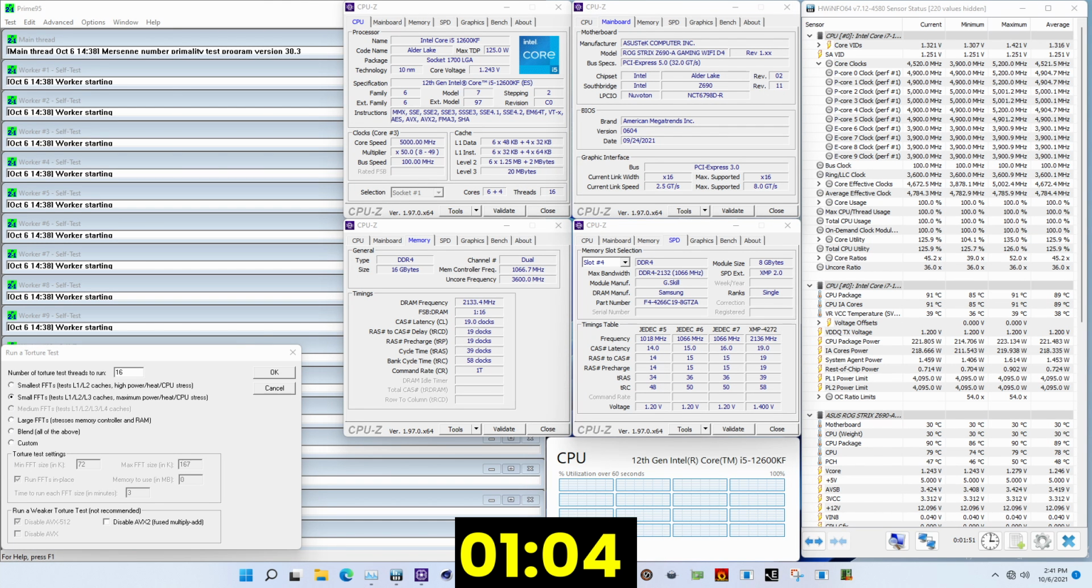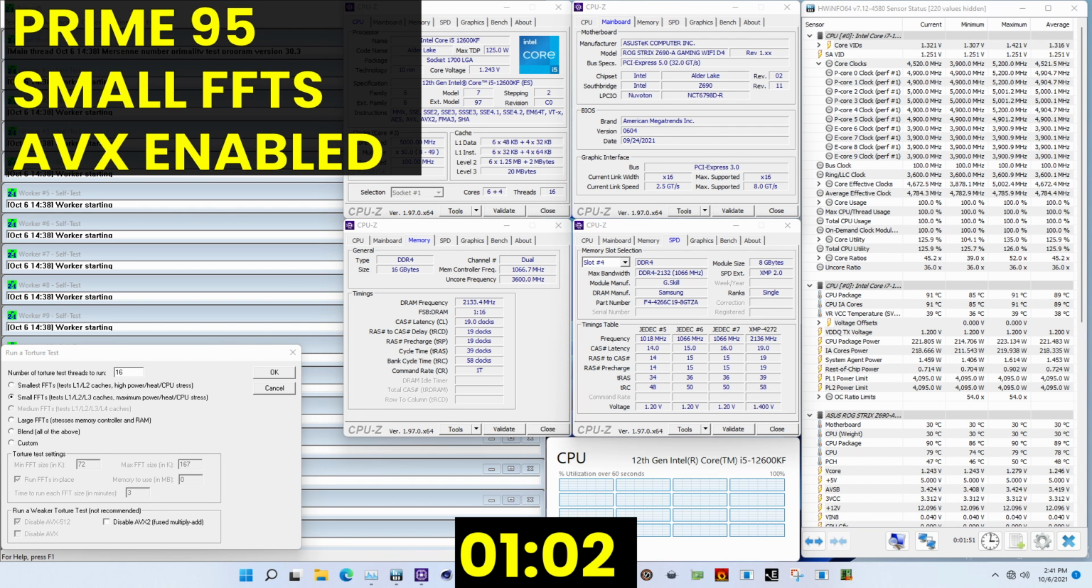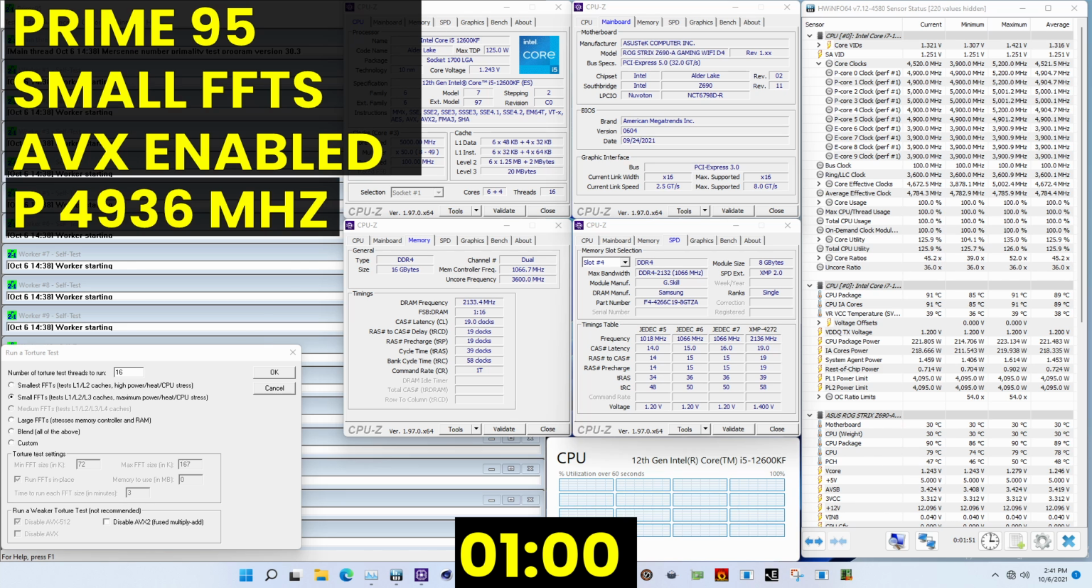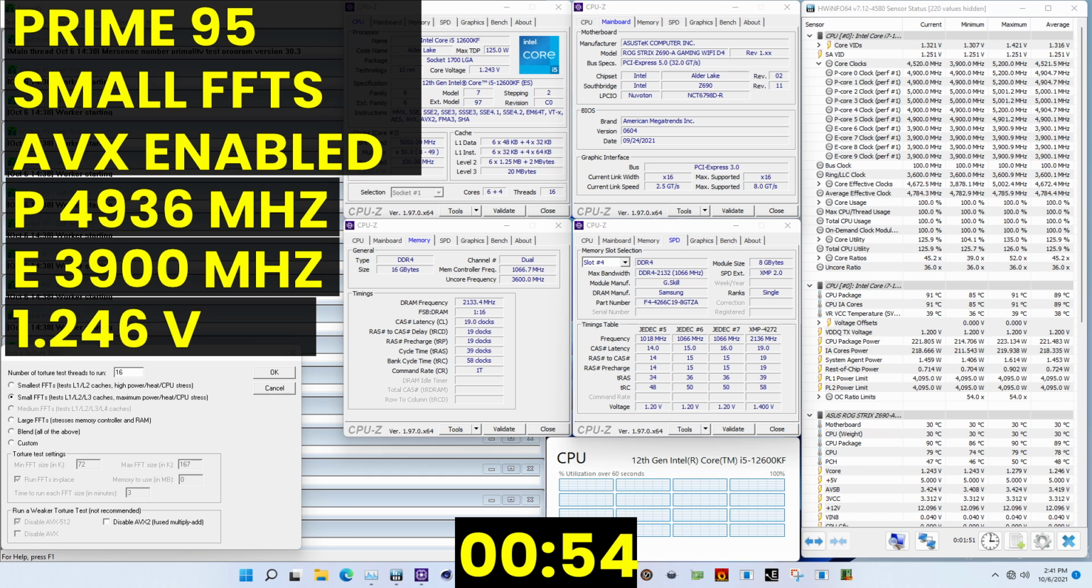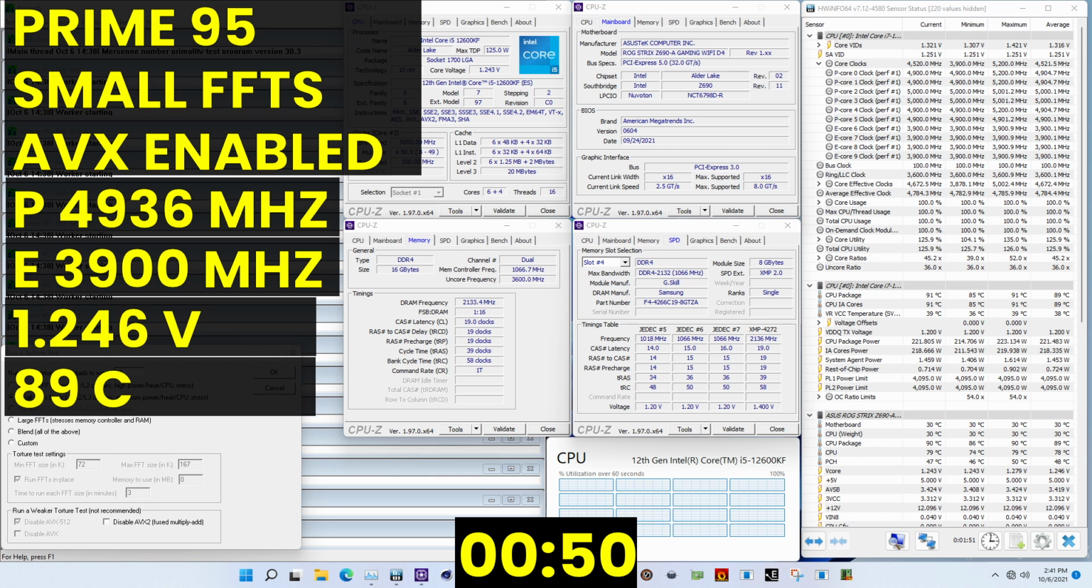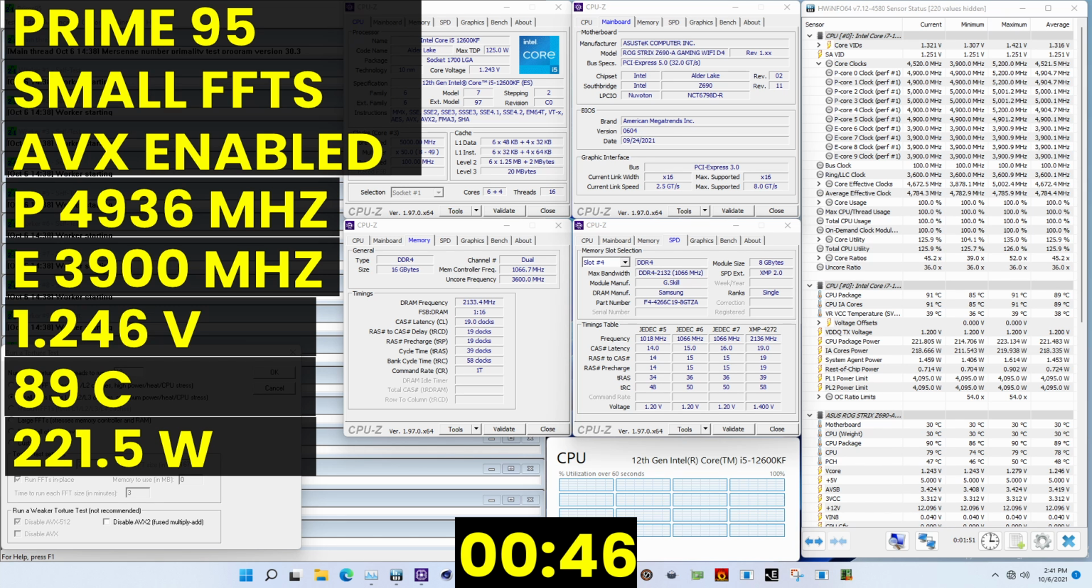When running Prime95 small FFTs with AVX enabled, the average CPU P-core clock is 4936 MHz and average CPU E-core clock is 3900 MHz with 1.246 volts. The average CPU temperature is 89 degrees Celsius and the average CPU package power is 221.5 watts.